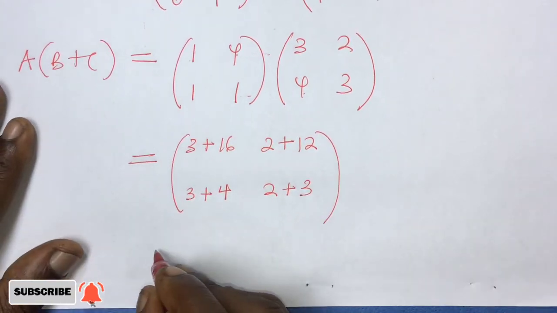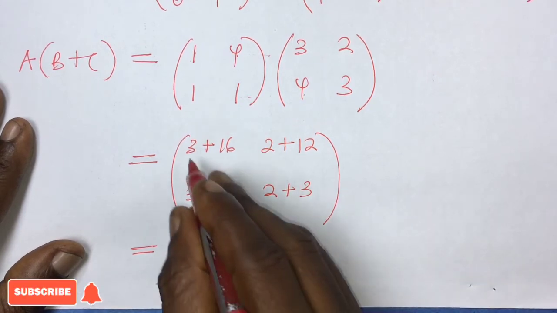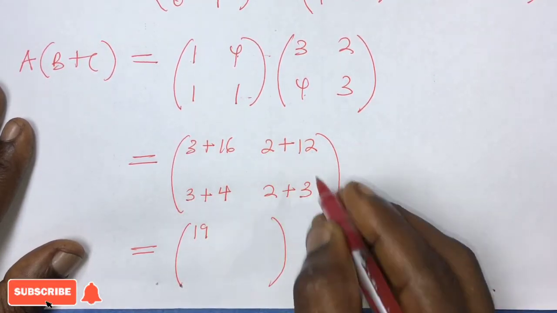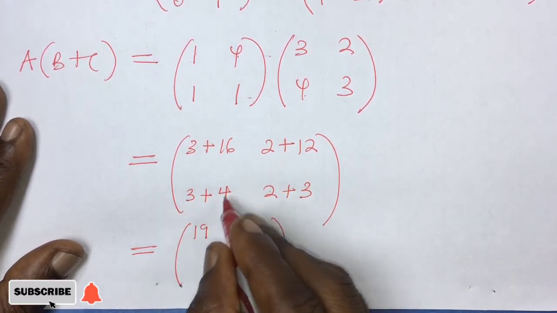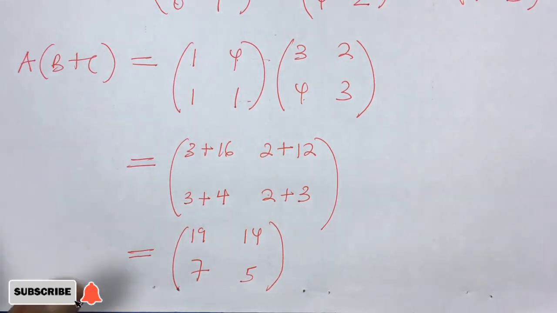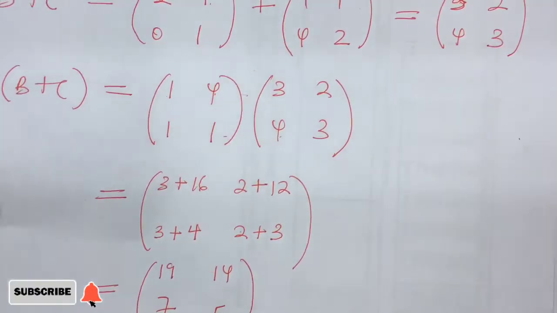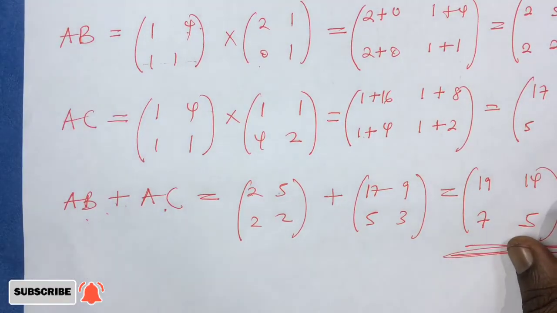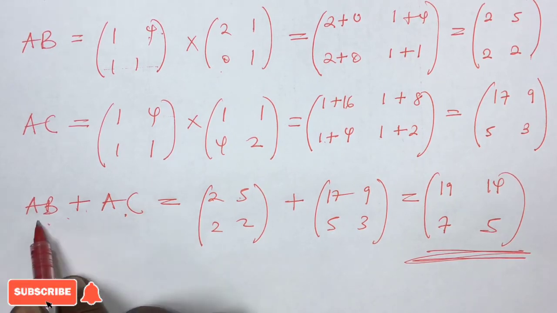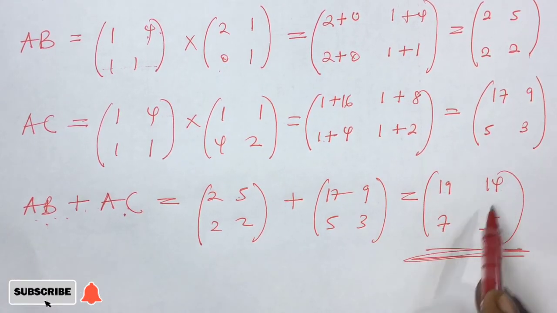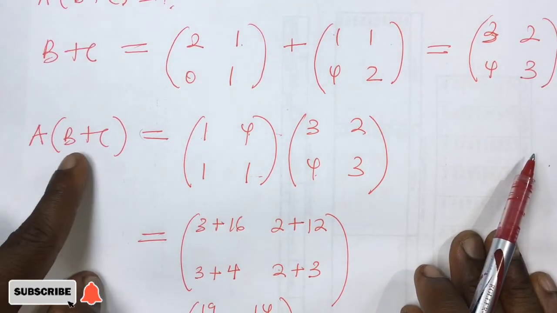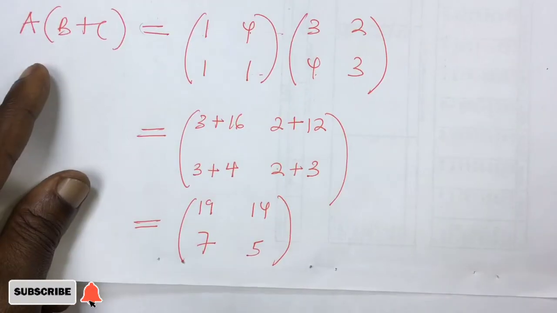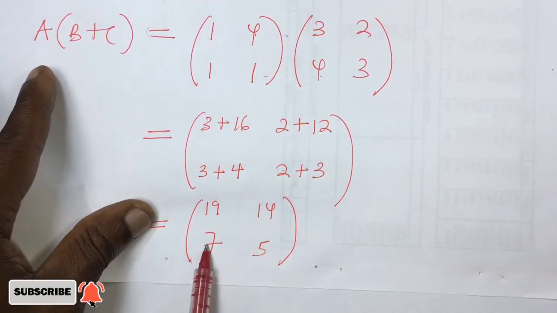So, if you summarize that result, let's see what it gives. It will give you 3 plus 16 is 19, 2 plus 12 is 14, 2 plus 3 is 5, and 3 plus 4 is 7. Now you compare for yourself. This was the result we obtained for AB plus AC, which gave us 19, 14, 7, 5. Check out the result for A into bracket B plus C. It gives us the same, 19, 14, 7, 5.